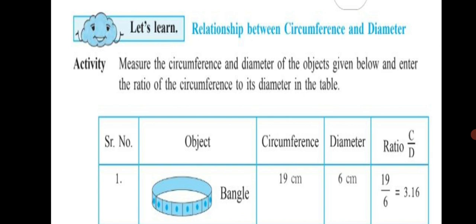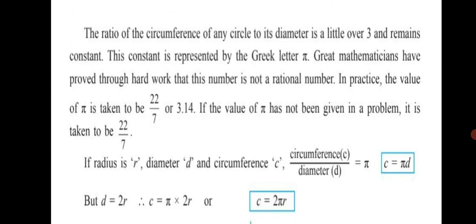Similarly, in textbook, it's given a circular dish, lid of a jar. You can find out for yourself using a thread the circumference and then the diameter using a scale and take the ratio. What do you observe when you examine the ratio of the circumference to the diameter? The ratio of the circumference of any circle to its diameter is a little above 3 and remains constant.